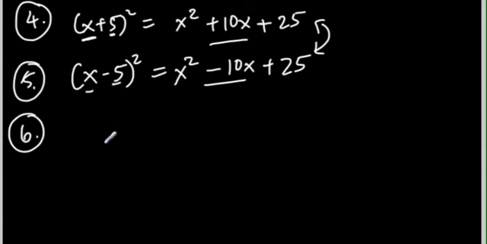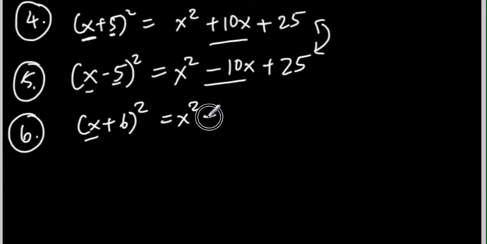All right, so number 6, it's x plus 6 squared. So in other words, you take the square of the first term, which is x squared. The middle term is positive 6 times x times 2. So it's 6x times 2, which is 12x. And then you square the last term, which is 36.